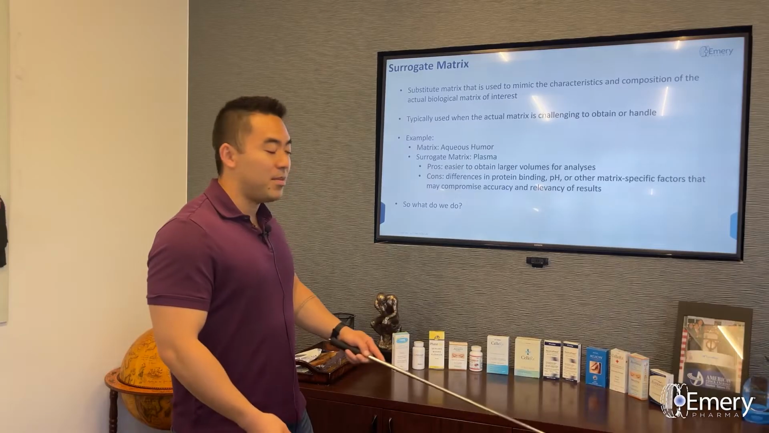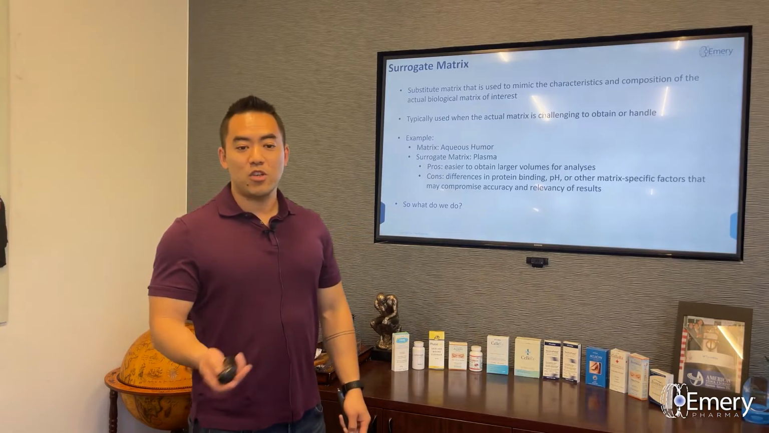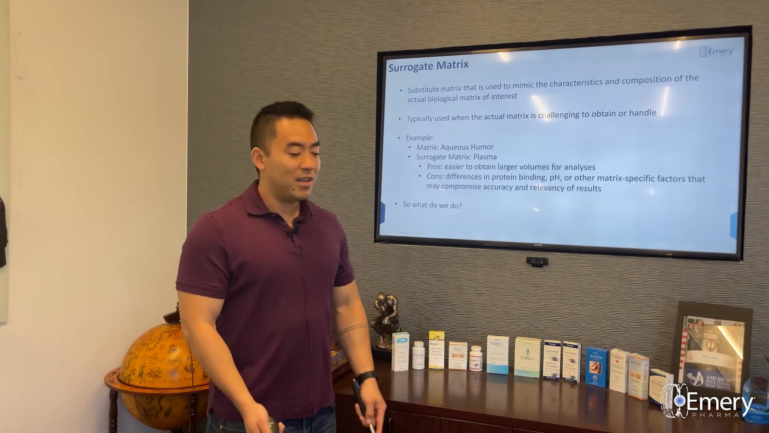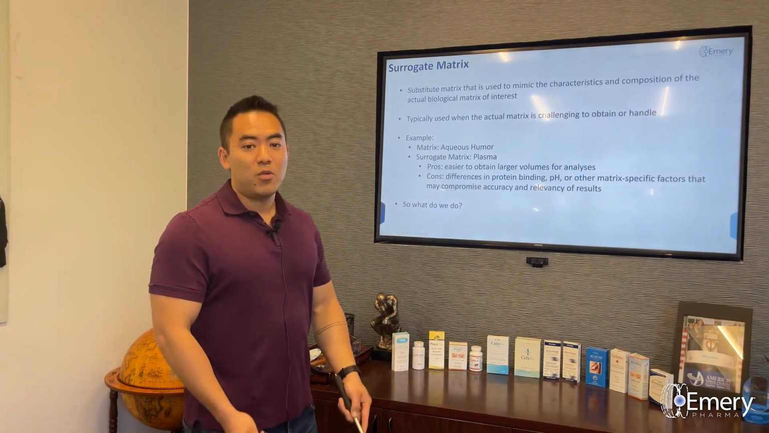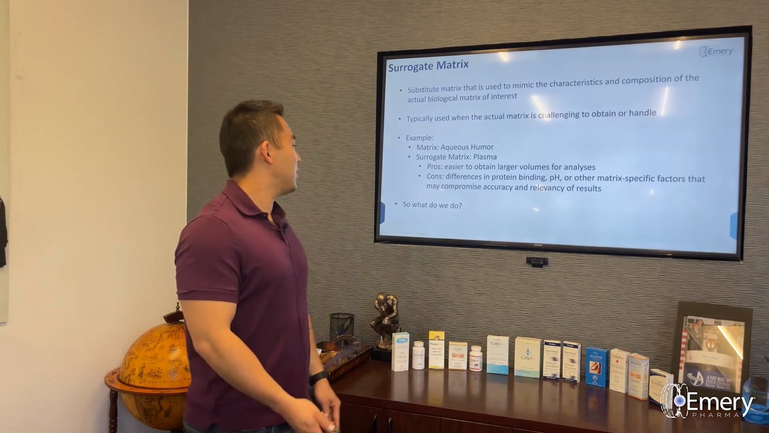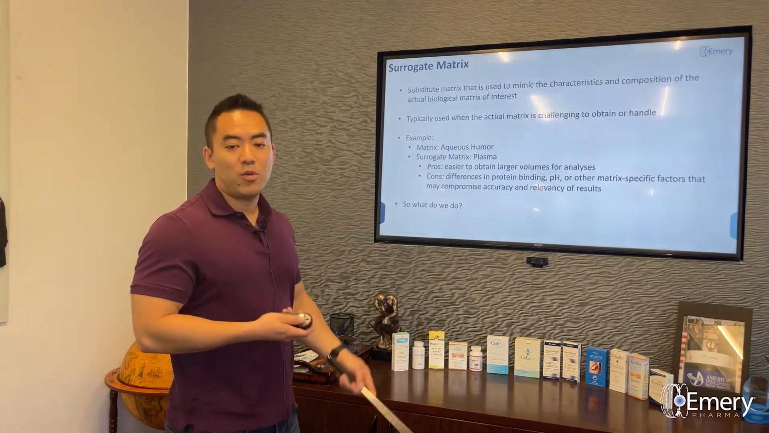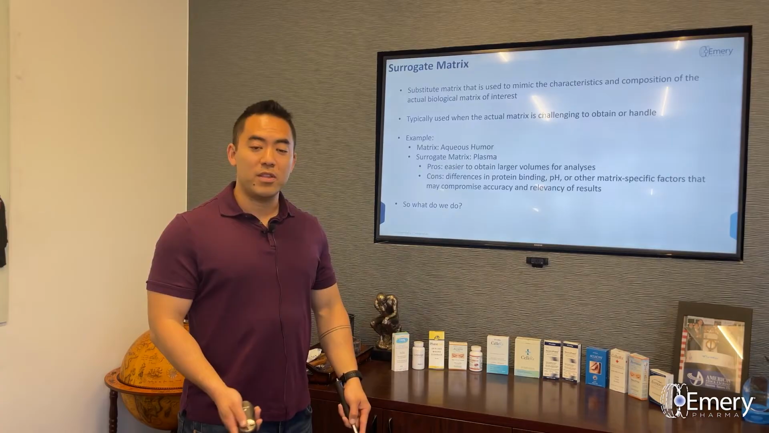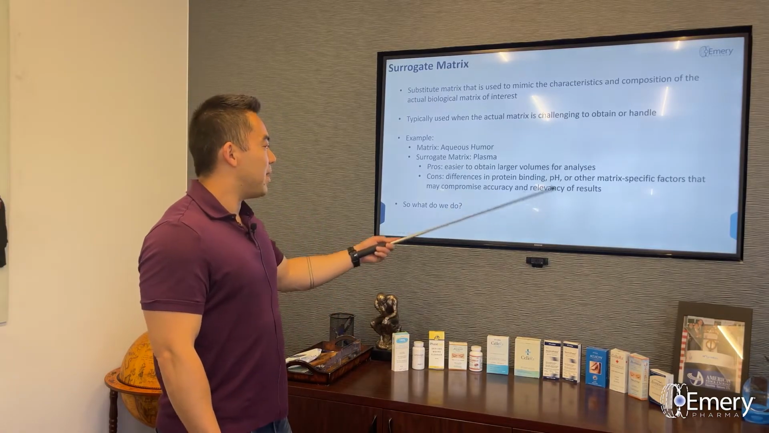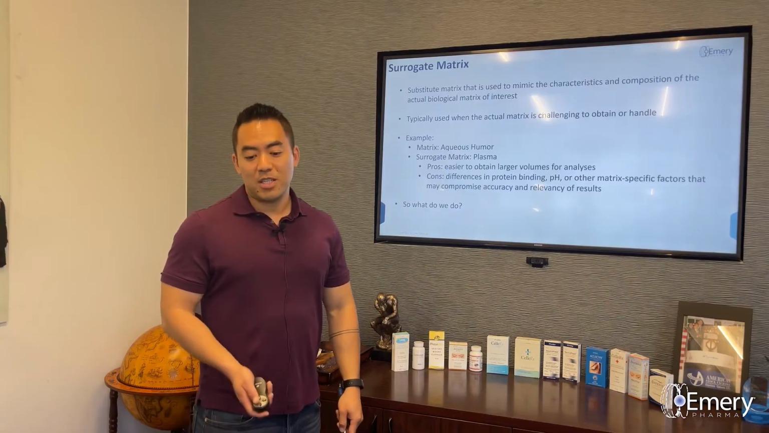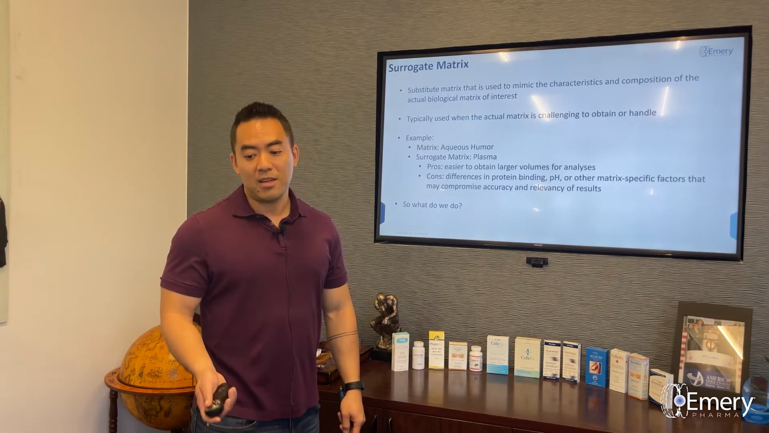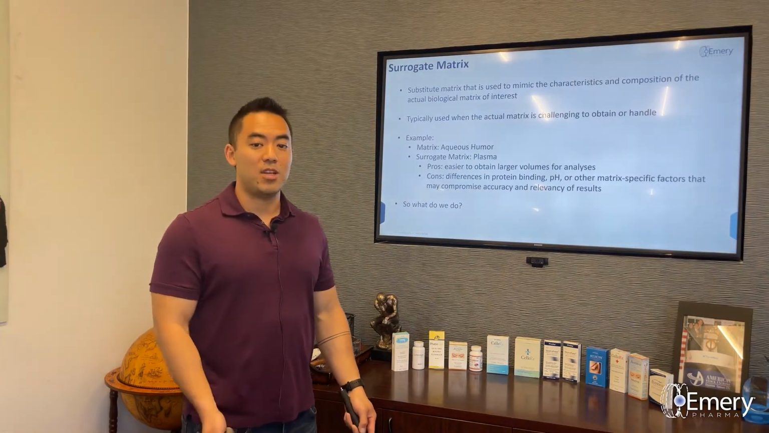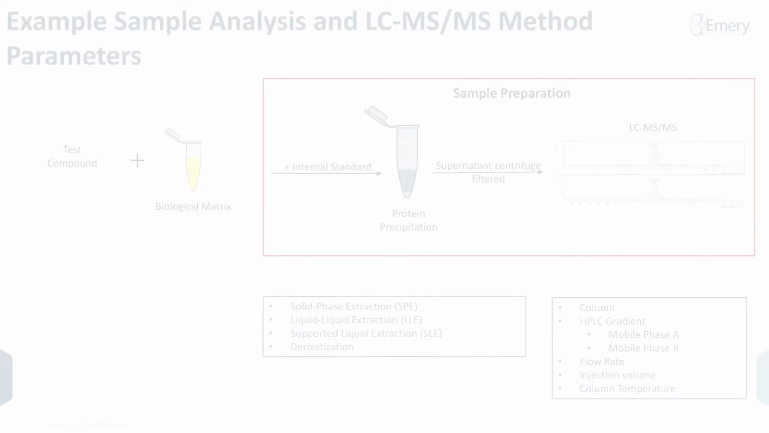So a good example that we commonly deal with here is a matrix such as aqueous humor in your eye. This is a very rare matrix and pretty difficult to actually obtain. So a surrogate matrix in this case would be plasma, which is much easier to handle and much easier to obtain. The pros for this, again, is exactly what I talked about, where you have more volume for analysis, but the cons being there are different considerations for this different matrix, such as protein binding, maybe any pH differences, or other matrix-specific factors depending on what surrogate matrix you decide. So the question that we're really trying to talk about today is validating a method that uses a surrogate matrix. What do you do in those situations?